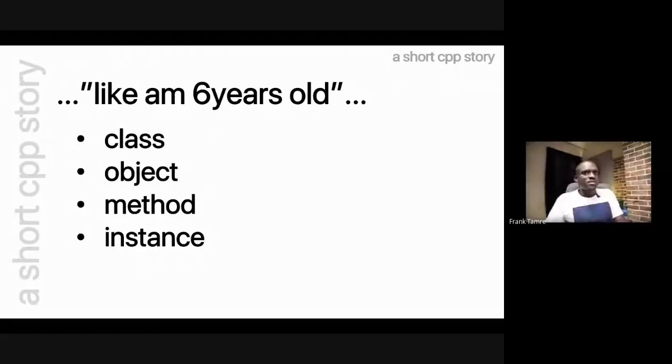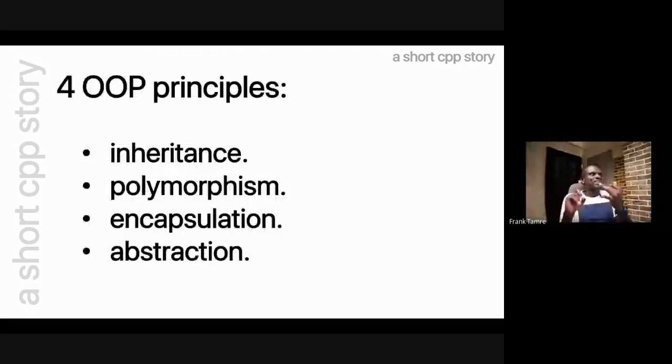So when you talk about OOP, one of the key things that you need to know with regards to object-oriented programming is that there are four principles. And these four principles, if you can take a guess, I usually just have an acronym for it. I call it IPEA. And IPEA, I just call it inheritance, polymorphism, encapsulation, and abstraction.